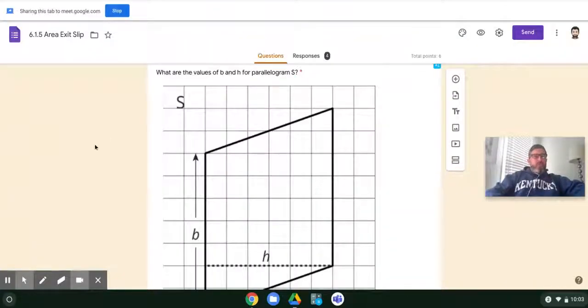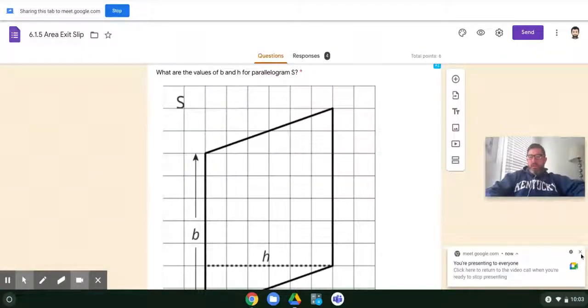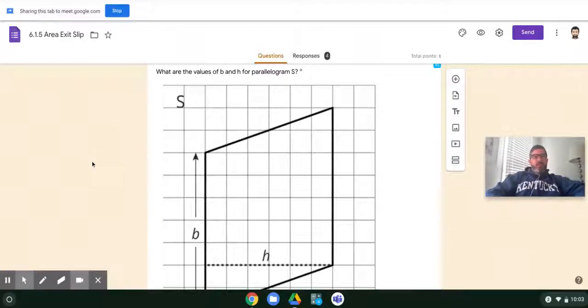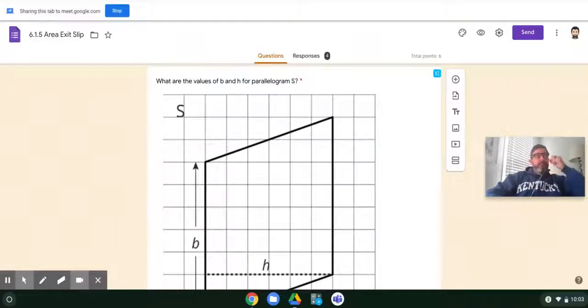So we've been talking about area for quite a while now, and we are going to continue today, and hopefully after that we can move on. But we've been using parallelograms and triangles to put that into practice. So we've been finding the area of parallelograms and triangles. So this first exit slip that we're going to look at, we are dealing with parallelograms. And initially we just talked about how to find the base and the height so we could find the area.